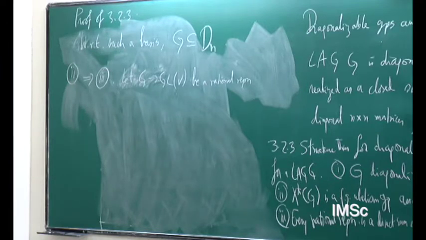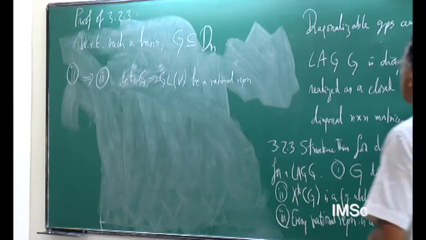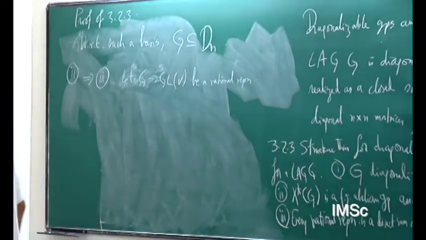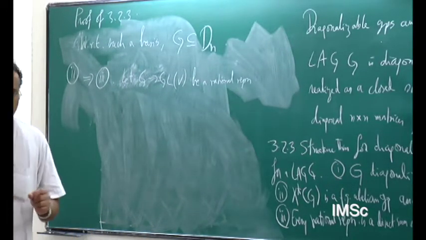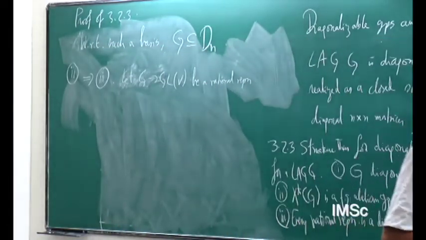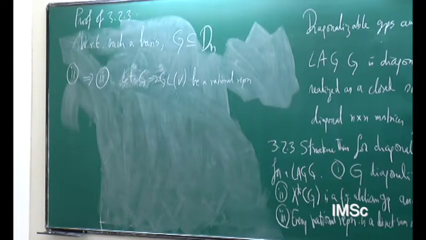G to G. So you're given a rational representation. Our job is to show that it is the direct sum of one-dimensional representations. Okay, so the idea here is, let's think about what we have to show.